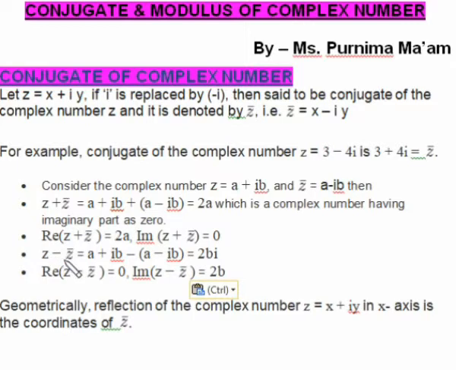Similarly, we find its difference: z minus conjugate of z is equal to a plus ib minus a minus ib. We multiply this sign, minus a and plus ib. So a becomes cancelled and we get only twice of ib. What we observe here, its real part is 0 and its imaginary part is 2b.